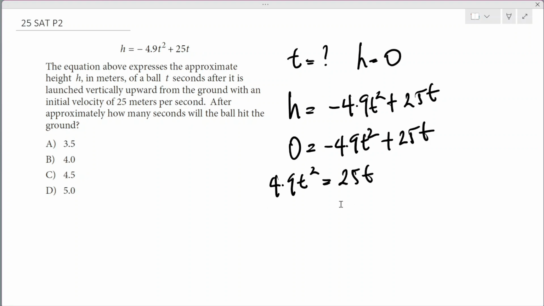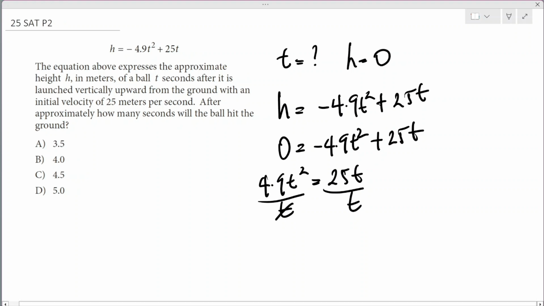We're looking for t, and one of them is squared and the other is single. In this case, we divide both sides by t to make sure we end up having just one t left. So we divide by t and we divide by t. On the left, the t below, that's the denominator, cancels one of the t's in the t squared. So you'll be left with just one t. You'll be having 4.9t equals, t cancels t, 25.